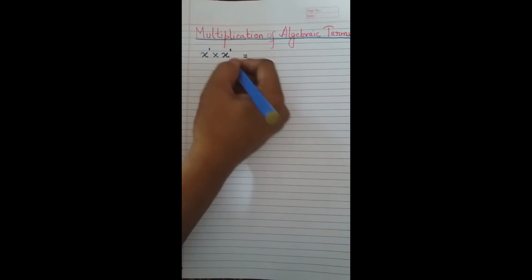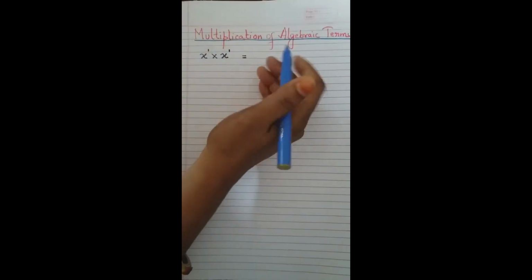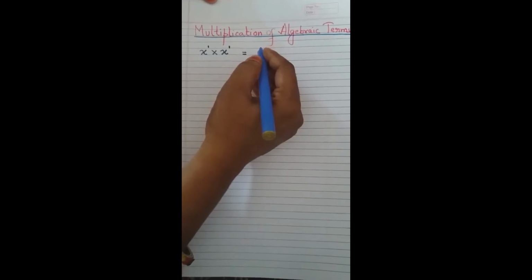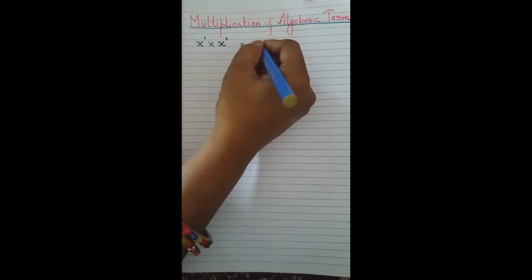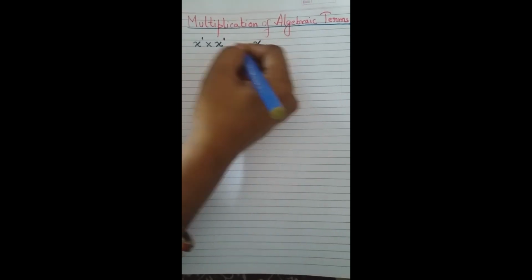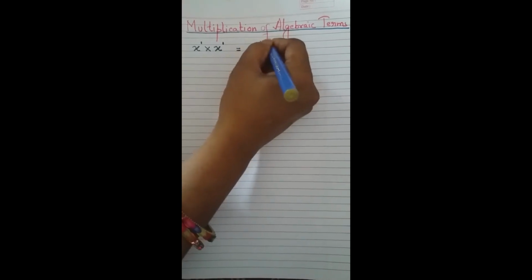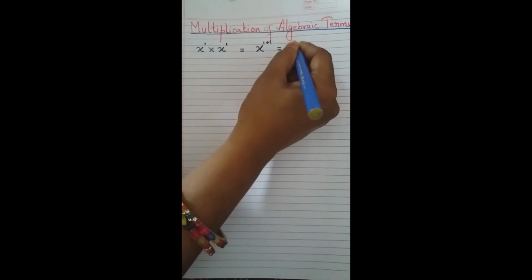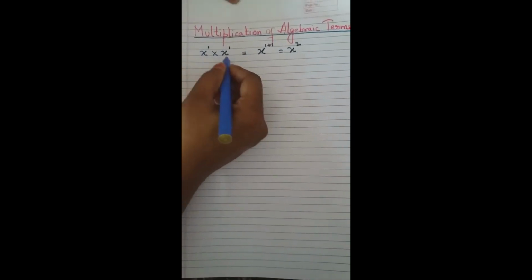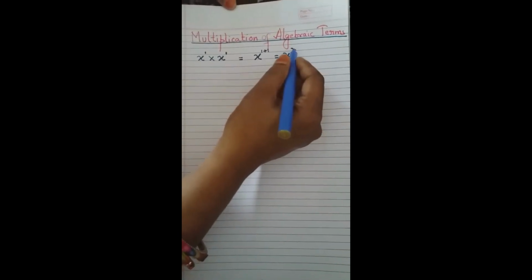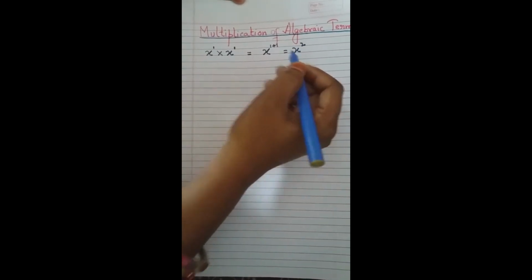Now when you multiply such variables, and if the variables are the same, then you add the powers of the two variables. You write the variable once and you add the powers. So 1 plus 1 is equal to 2. So the result of x into x is equal to x to the power 2, or it is also called x square.